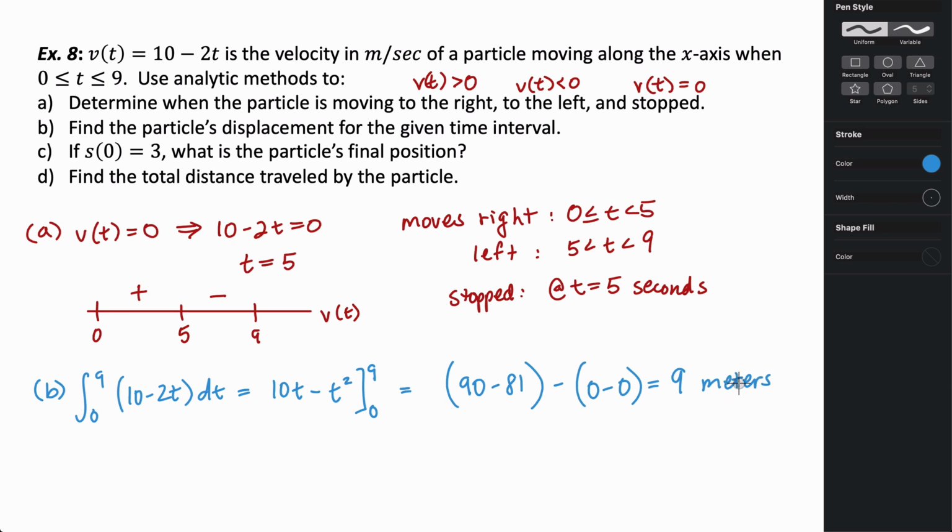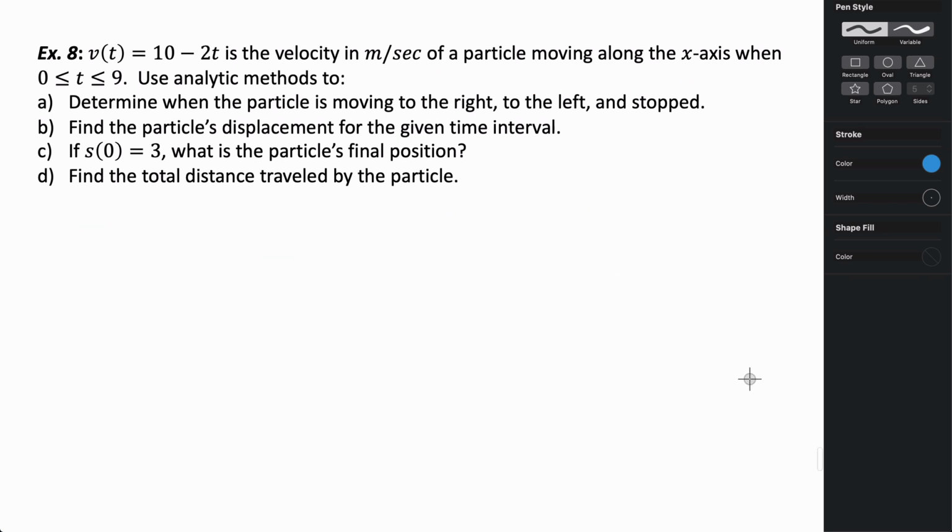All right, so let's go ahead and get a fresh copy of this and go through the next part. Part C is asking us, what is the particle's final position? So remember, final position, S of B, is equal to S of A plus the integral from A to B of V of t dt. It's just your initial position plus your displacement.